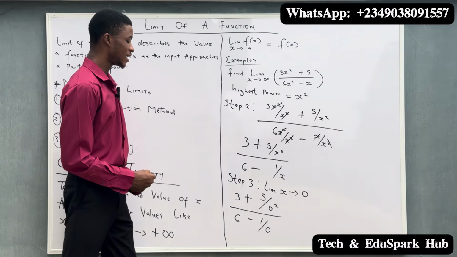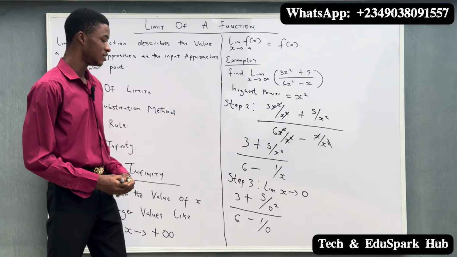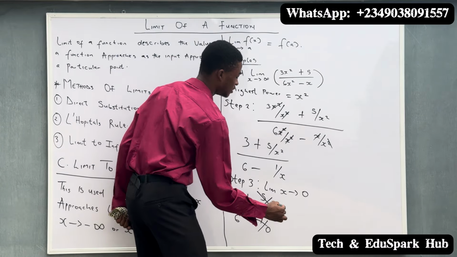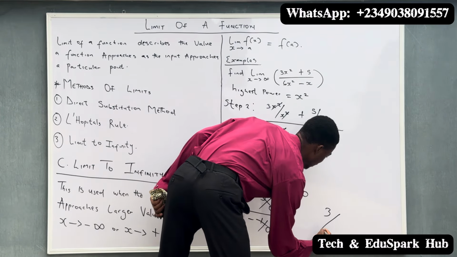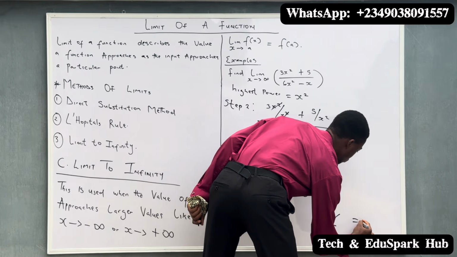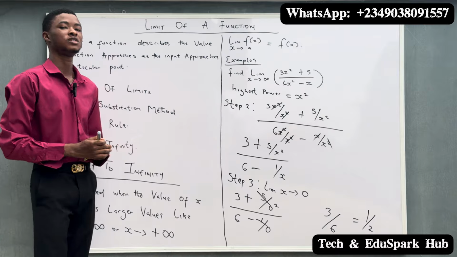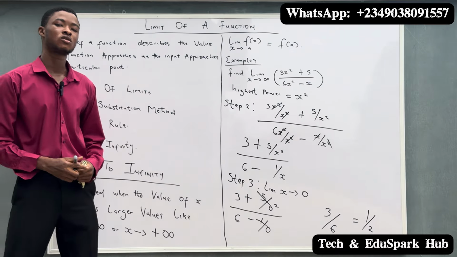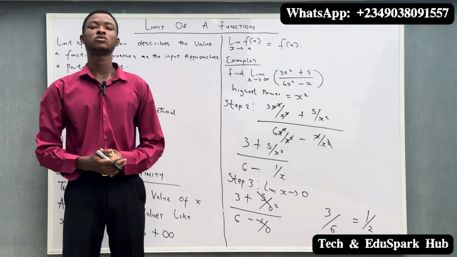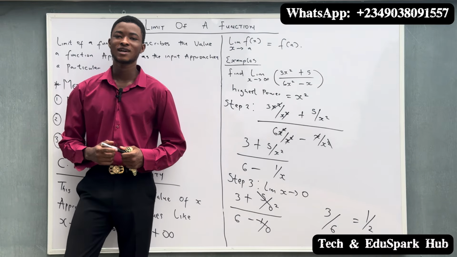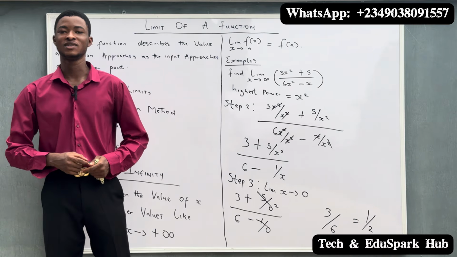But we are going to neglect it because we are dealing with what? Infinity. So this will cancel, and also this will cancel. So our final verdict, we are going to have 3 divided by 6, which is equal to 1/2, which will give us what? Our final answer to this kind of question. So 1/2 is correct, and this is how we solve questions under the limit to infinity. So let's look at another example to see what we are going to get.